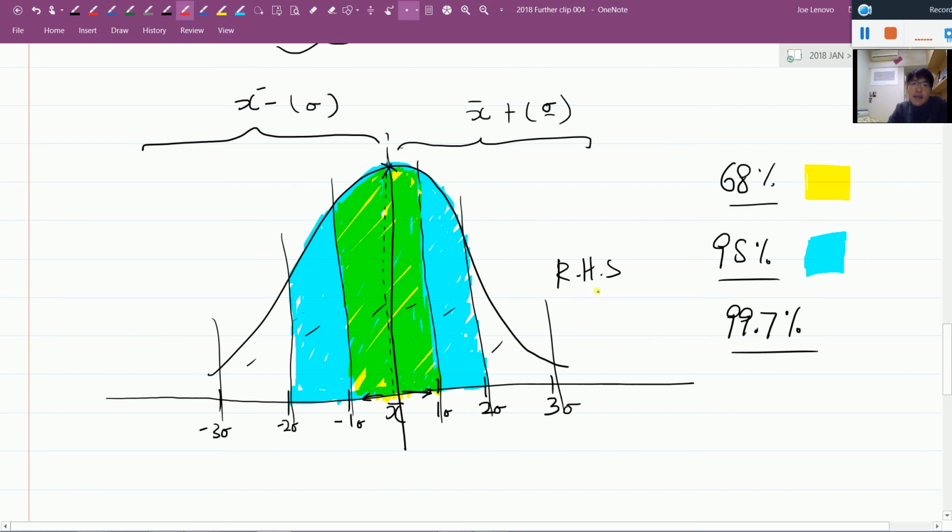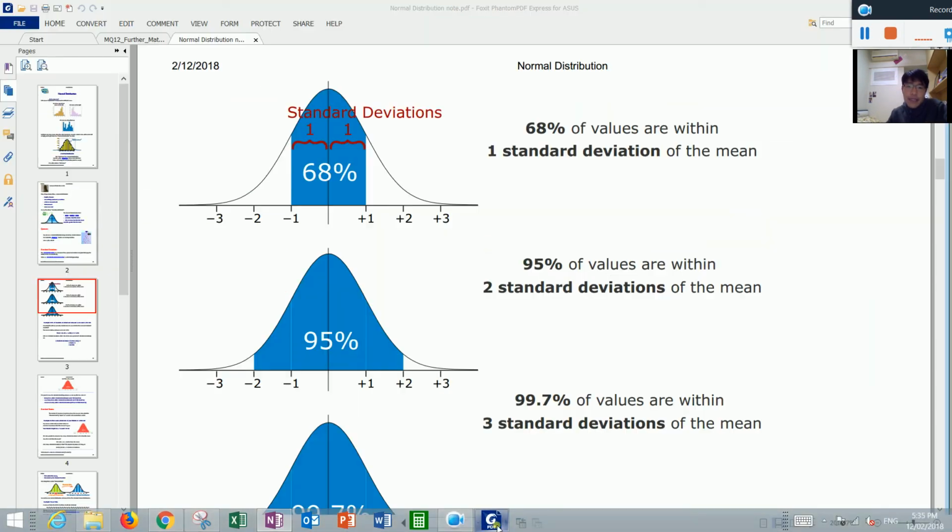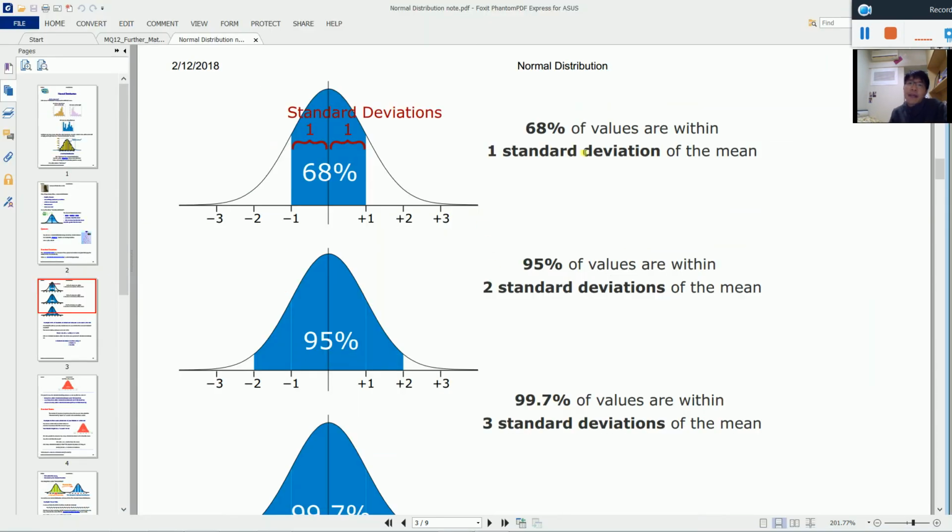Okay, and the last one would be the 99.7. I'll just highlight it. The 99.7% would be highlighted all the way from -3 to +3, the regions that I used the red pen to highlight. Can you see that? My graph is terrible, but you always have your notes to refer back to.